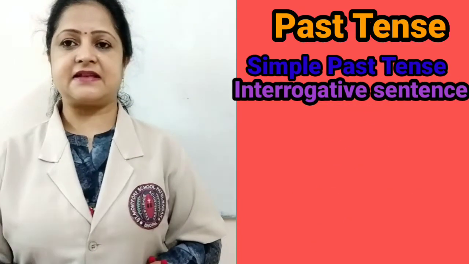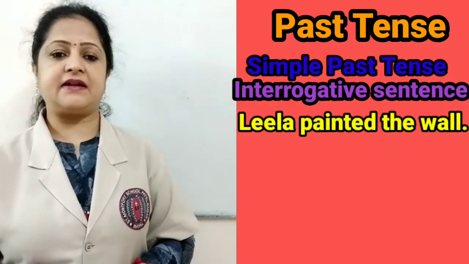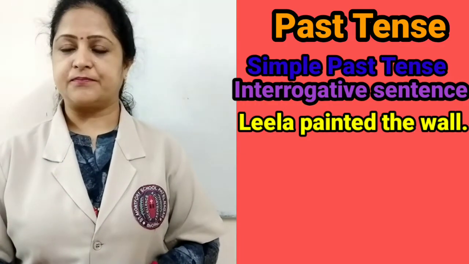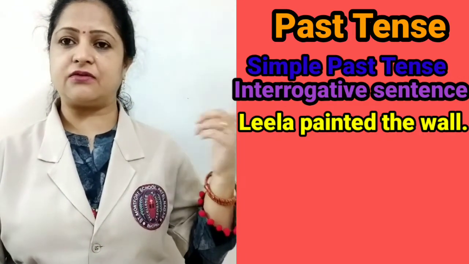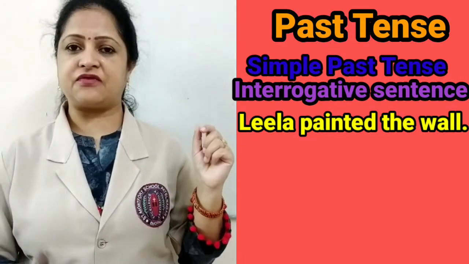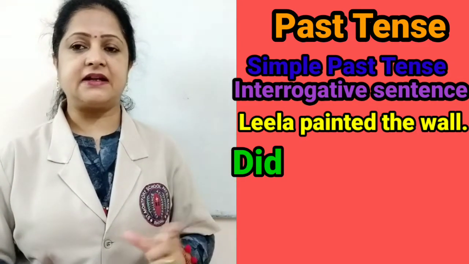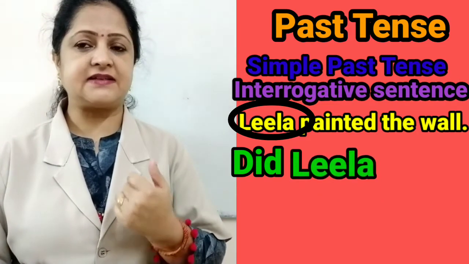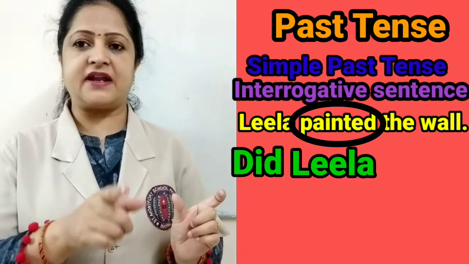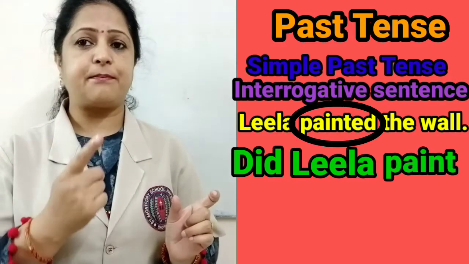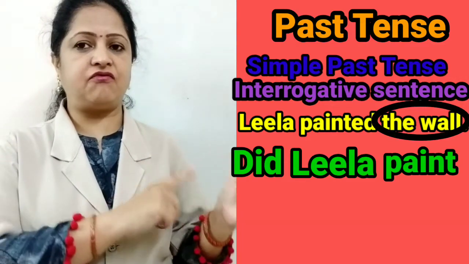Let's take the same example here. The example was Leela painted the wall. Now we have to change it into an interrogative sentence. First of all we will write did. After that we will write the subject, and the subject is Leela. So did Leela, then the base form of painted. The base form of painted is paint. So, did Leela paint the wall?